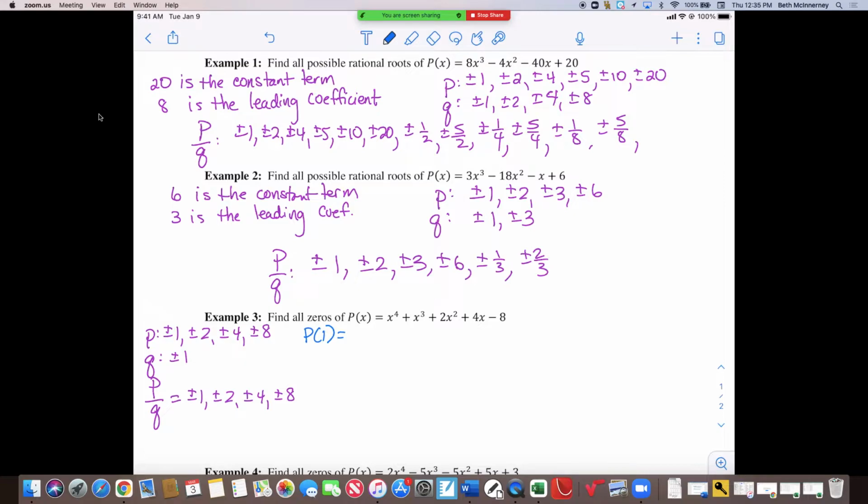So wouldn't that be 1 plus 1 plus 2 plus 4 minus 8? Hey, that's a 0, right? I got 1. Let's try negative 1. That would be 1 minus 1 plus 2 minus 4 minus 8. That doesn't work.